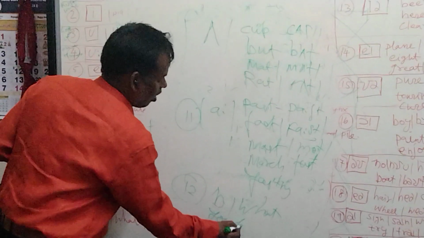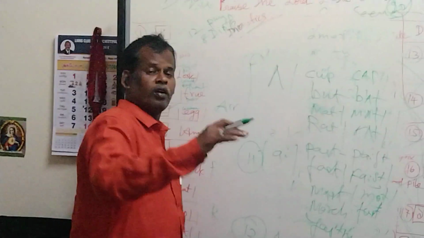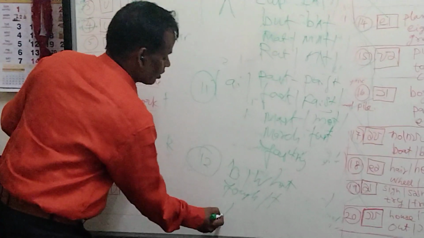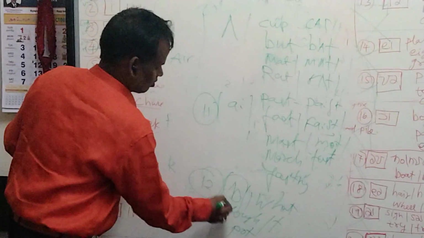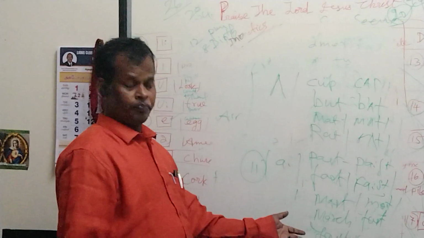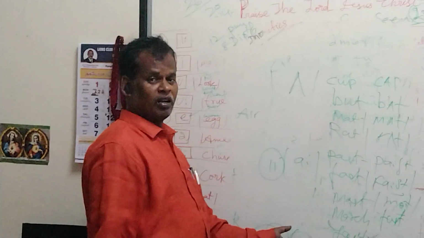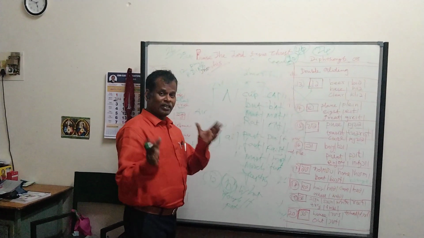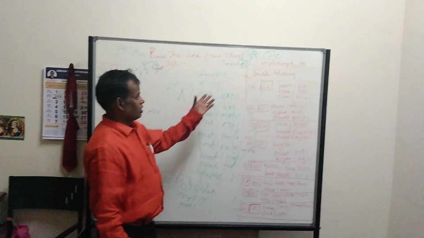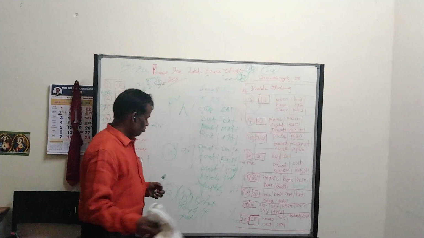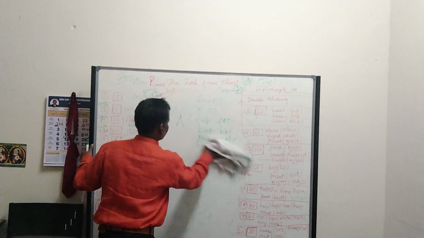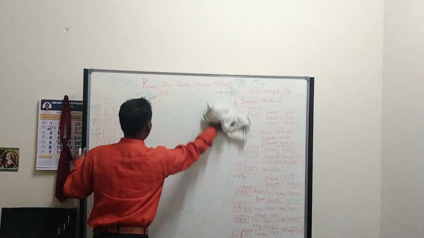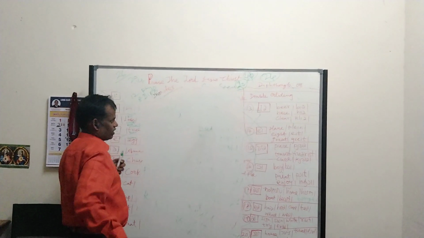Fart. Thought, T-H-O-U-G-H-T. Fight, part, and also pot, P-O-T, the same things, and we will come to this part. Eight more diphthongs are there, and we will say what a glide is: two pure vowel sounds joined together to make a diphthong.